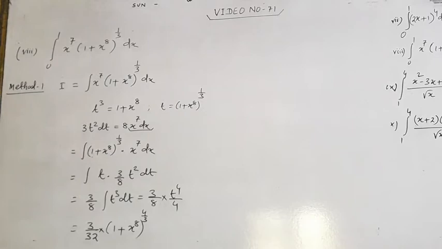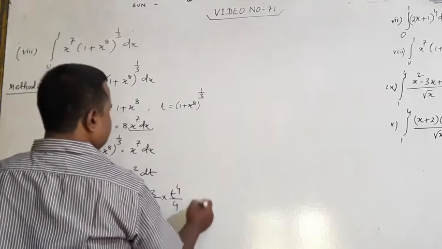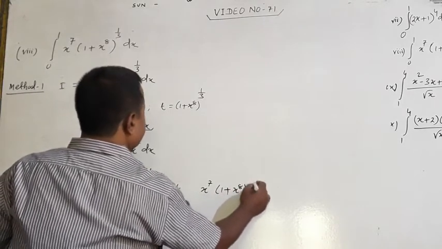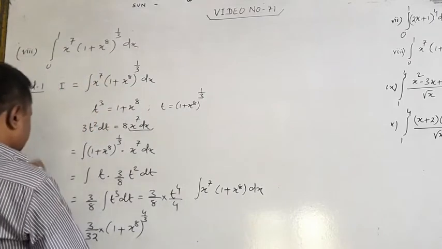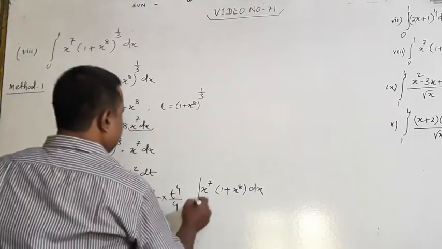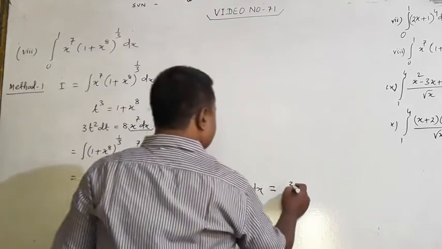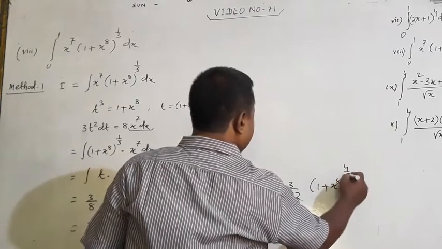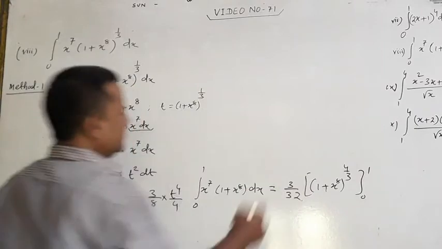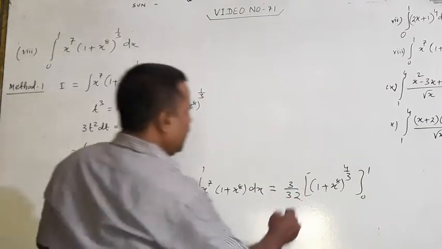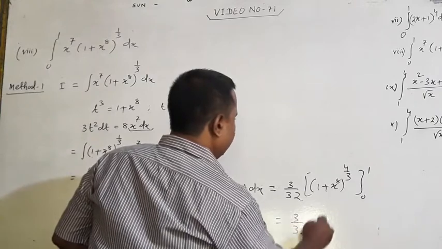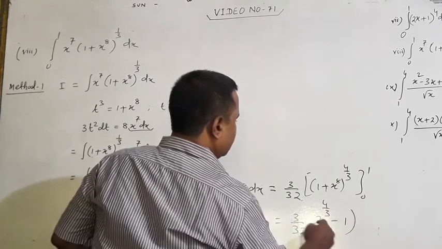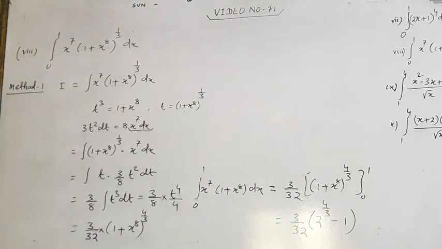And here what we have to do? Here I have to do the integration from 0 to 1 of x to the power 7 into (1 plus x to the power 8) to the power 1 by 3 dx. The result is 3 by 32 will come outside, (1 plus x to the power 8) whole to the power 4 by 3, from 0 to 1. Then you put the upper limit: 3 by 32, the upper limit gives 2 to the power 4 by 3, minus 1 to the power 4 by 3, that is 1. This is method 1.